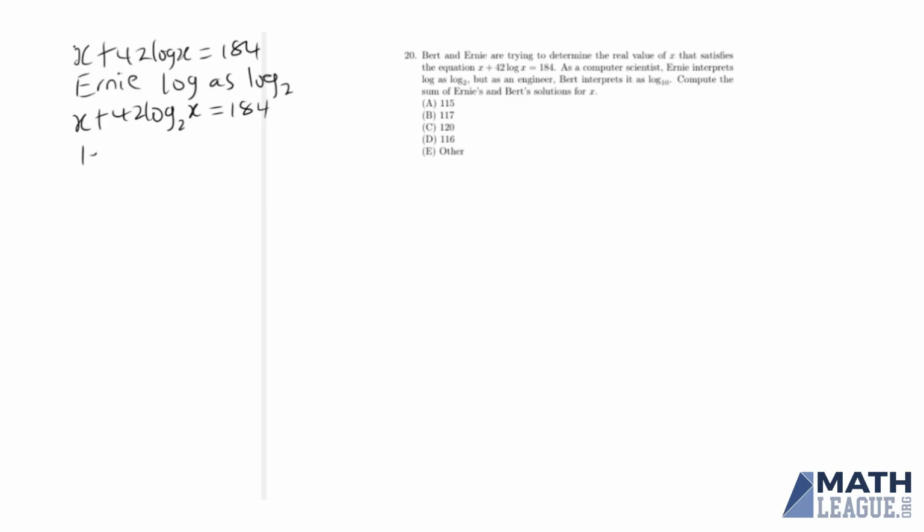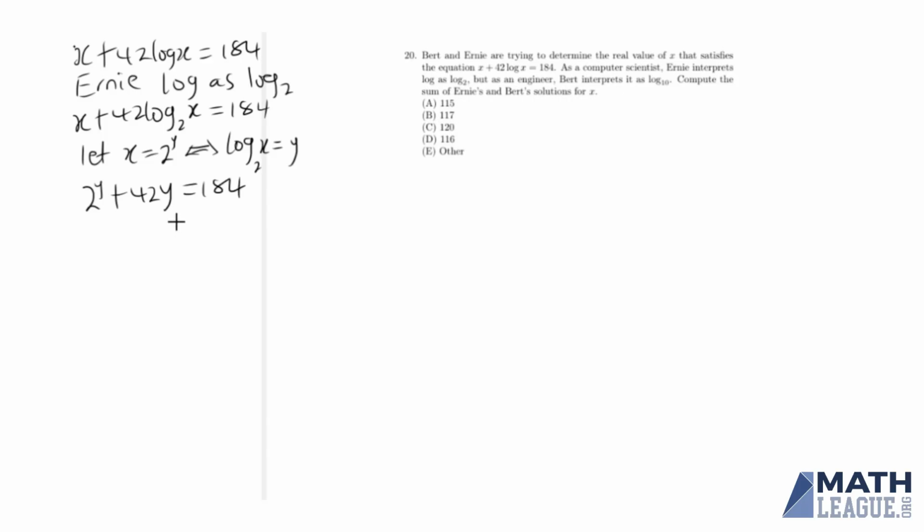Now I can say let x be equal to 2 to the power y. Of course, if this is so, then this is the same as log of x base 2 equals y. So I am going to substitute these two expressions into the equation. That means wherever I see x here, I put 2 to the power y, and wherever I see log x base 2, I put y there. So I'm going to have 2 to the power y plus 42y equals 184.